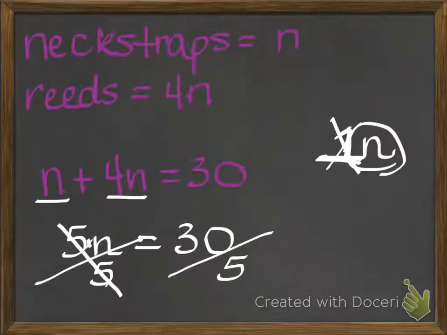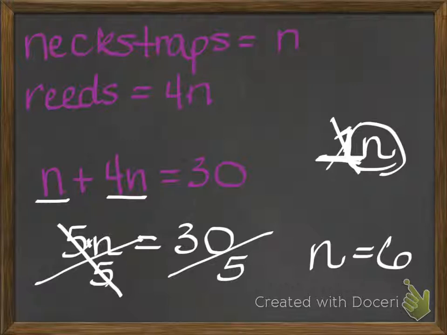And you can tell it looks like a fraction, doesn't it? Because fractions are really division. But that just means divided. 30 divided by 5 is 6. So I know that N equals 6.